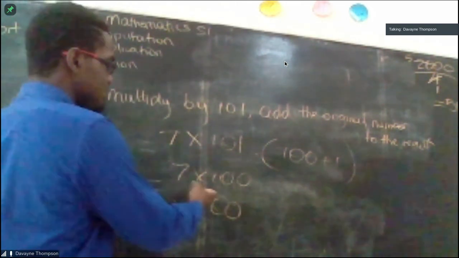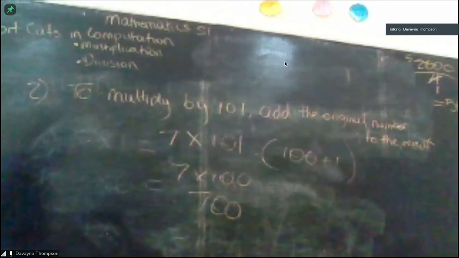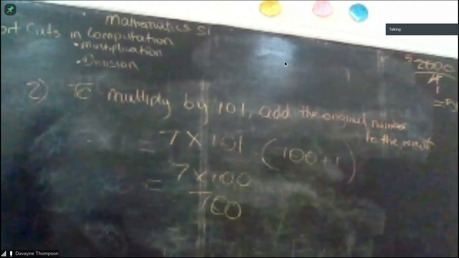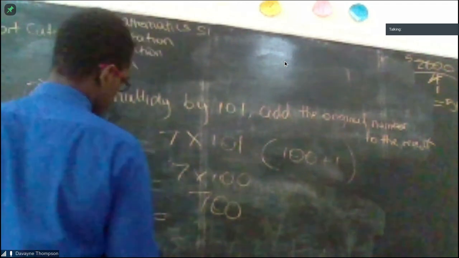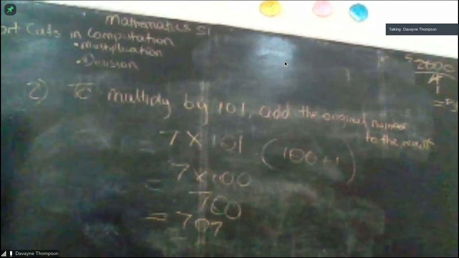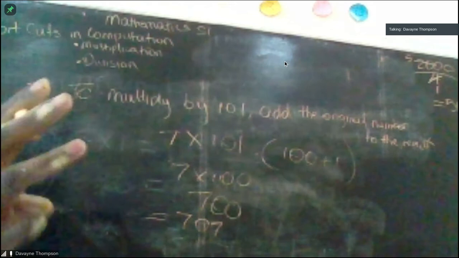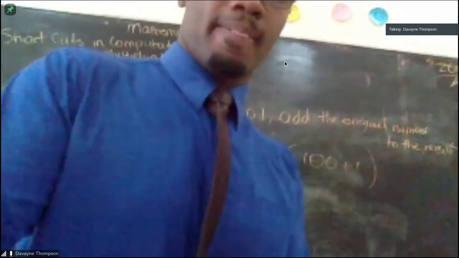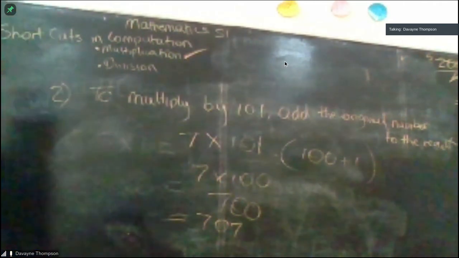7 times 100 gives you 700. When you multiply 7 times 101, what do you get? Isn't it 707? Anybody confirm? It's the 7. 707. Alright? So those are the 3 rules you're going to practice in multiplication. Then we're going to look at 3 shortcuts in division as well. Alright? So that's the next topic. So we've done this. Now we're going to move on to division.